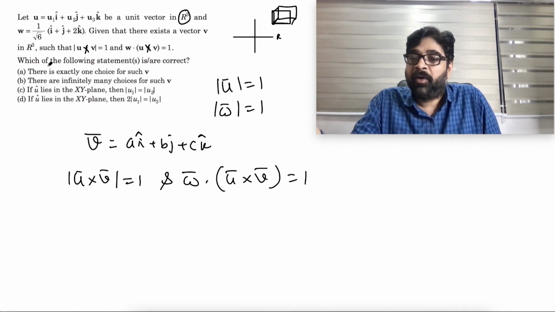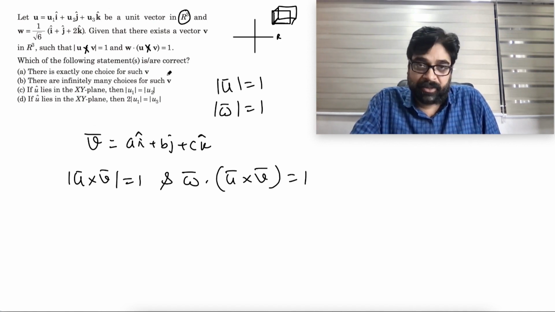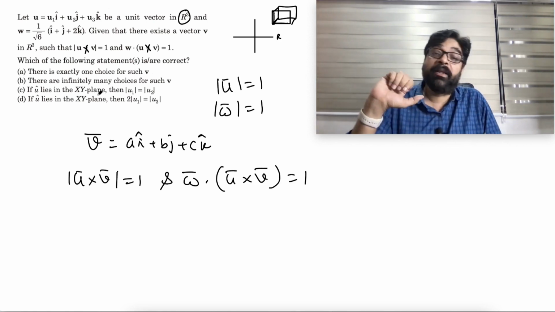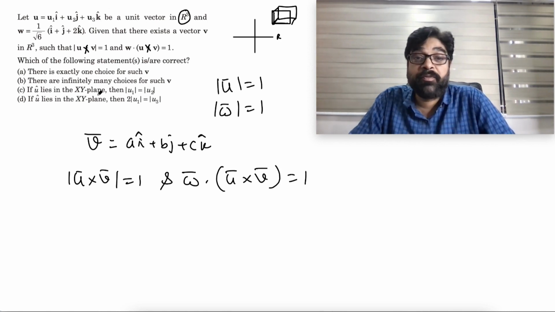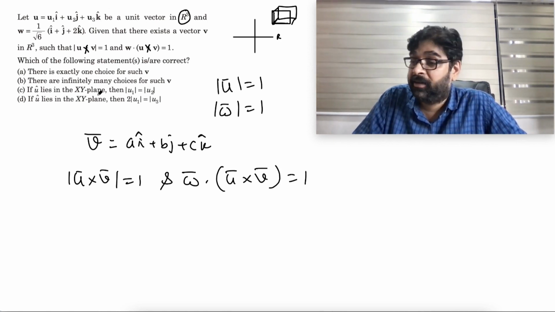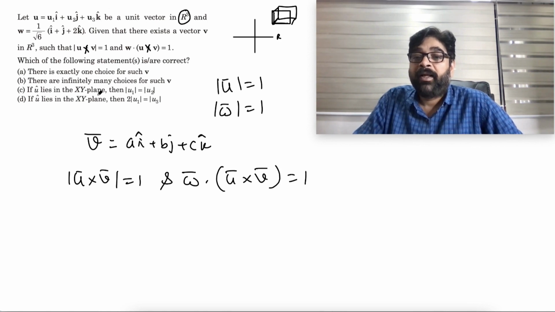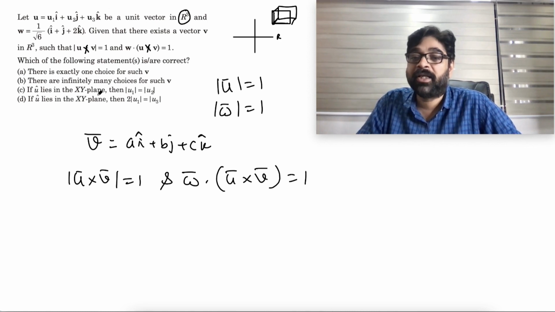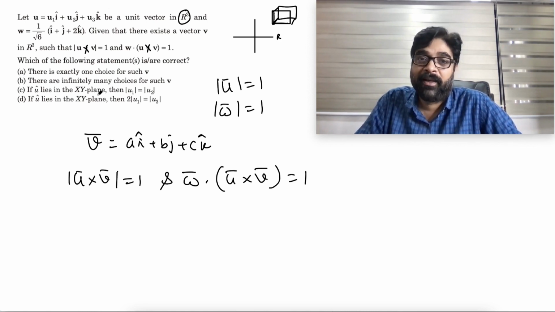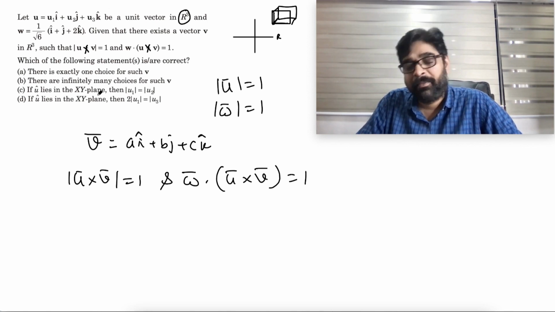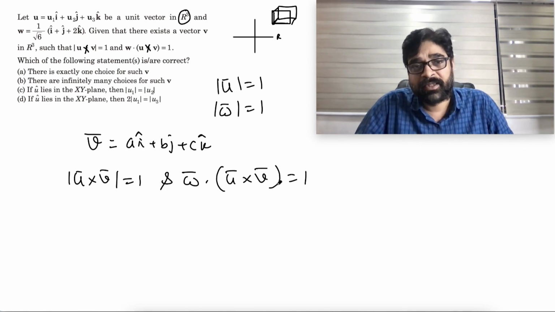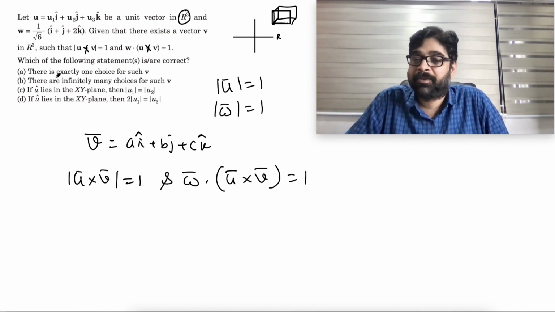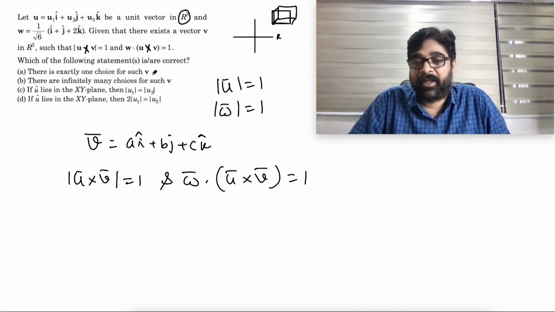Which of the following statements is correct? It's of course a multiple choice question, an advanced question. Whenever the question asks which of the following is correct or incorrect, be careful, then you have to verify every option. Actually, it's not a single question, it becomes 4 questions. Every option you have to check. Maybe one option can eliminate another, but we have to check every option. First option: there is exactly one choice for V. Let's verify this.